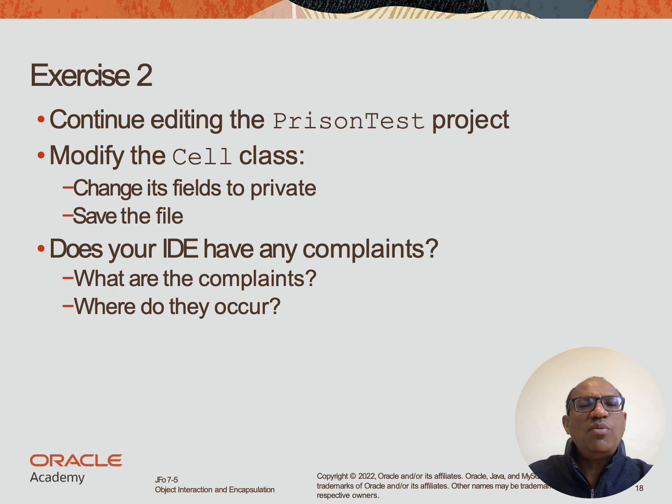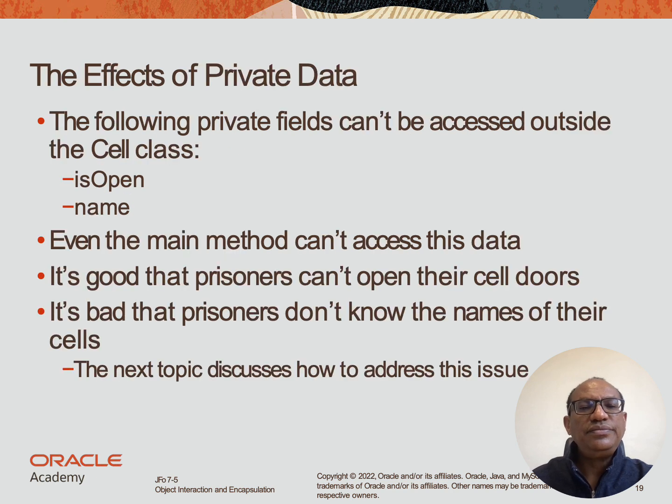In exercise 2, go back to your cell class. Make both fields private. Save the file. What happens? Your IDE might start complaining. And that's a good thing. It's helping you spot unsafe code.